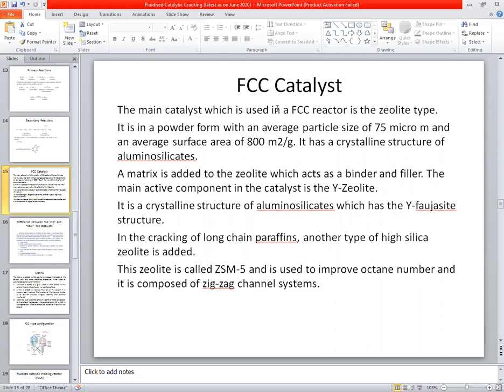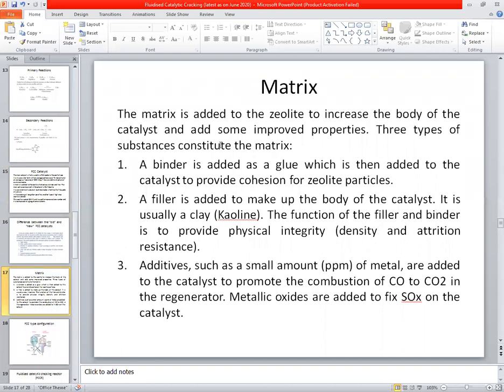In the fluidized catalyst, some matrix is also added. Matrix such as filler, then glue, and some additives to increase the catalyst activeness. So these are the matrix components. Questions may also come out: write down the FCC catalyst and explain what the matrix components are and why they are used in the catalyst. So three types of matrix are used in fluidized catalytic cracking.